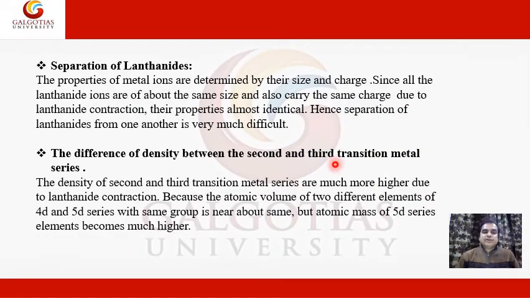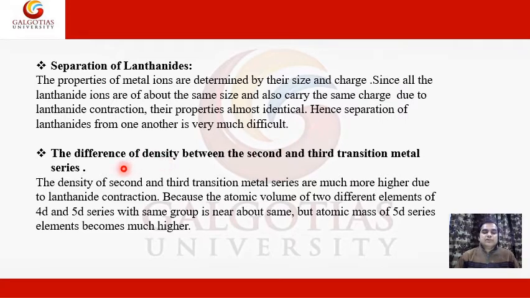Our second consequence of the lanthanide contraction is the difficulty in separation of lanthanides. The properties of metals are determined by their size and charge. Since all the lanthanide ions are about the same size and also carry the same charge due to the lanthanide contraction, their properties are also nearly identical. Due to this, separation of lanthanides from one another is very difficult.